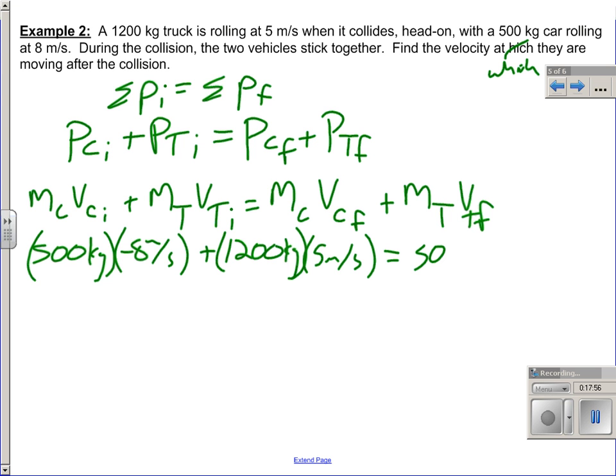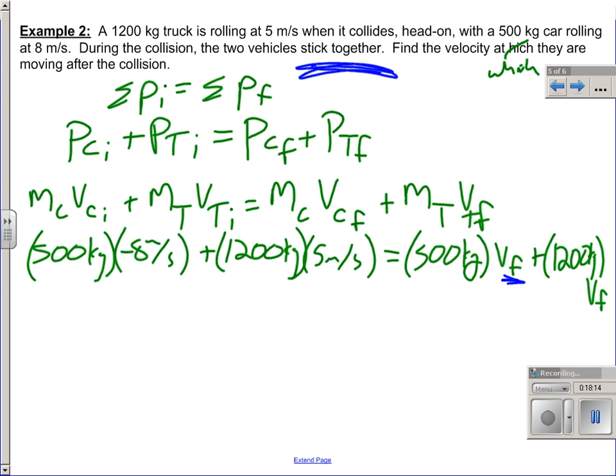That's got to equal the mass of the car, 500 kilograms, times the final velocity. And the truck is 1,200 kilograms, times its final velocity. But notice, here's the big deal, you guys. Since the vehicles stick together, they're going to have the same final velocity, right? If two objects are stuck together, they've got the same velocity. So I'm not going to distinguish between truck and car here. Notice I didn't write VTF and VCF. I just put VF.